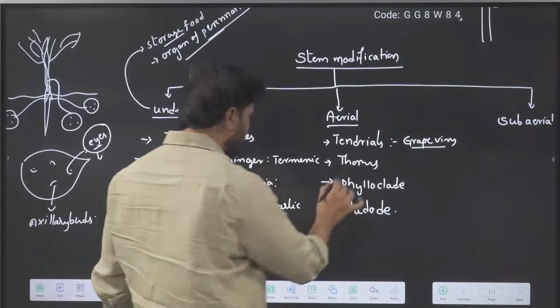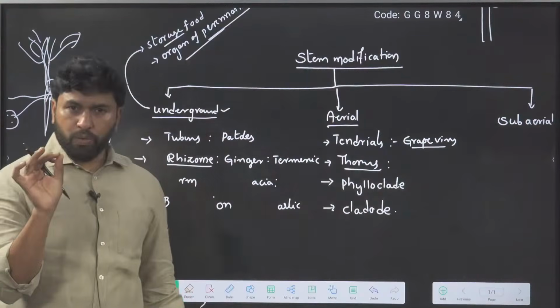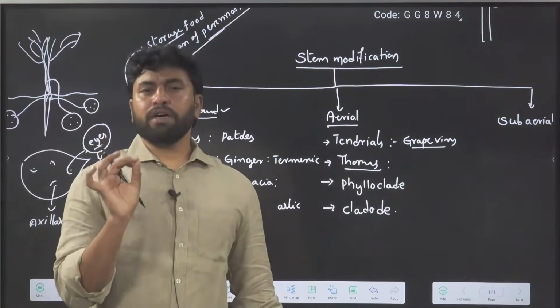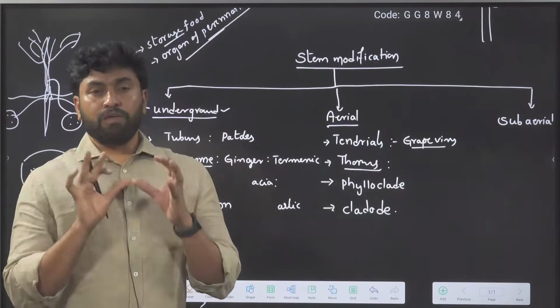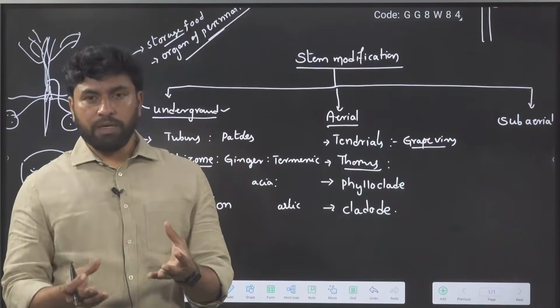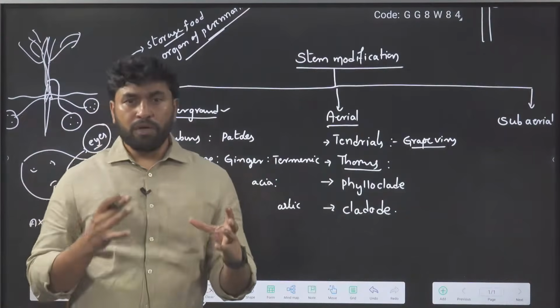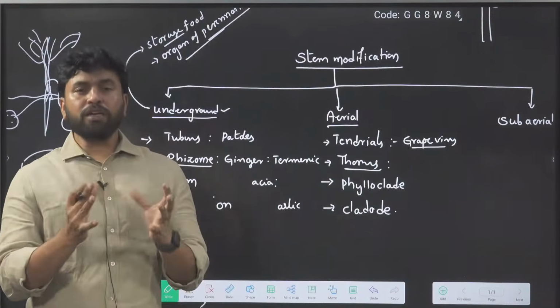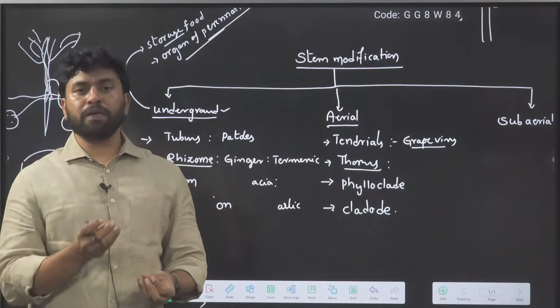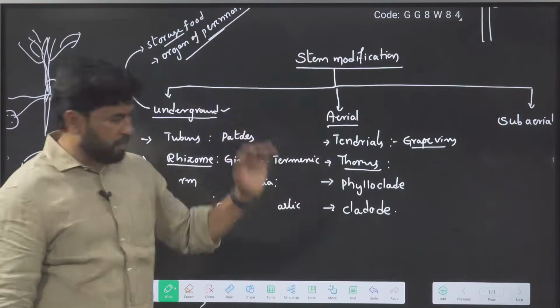Next one, thorns. Thorns are sharp, pointed, woody parts of the stem which help the plant with protection. It may be a browsing animal, or any kind of herbivorous animal eating the plant. In order to protect themselves, they develop these body parts. That's called thorns. Best examples of thorn: citrus and bougainvillea.